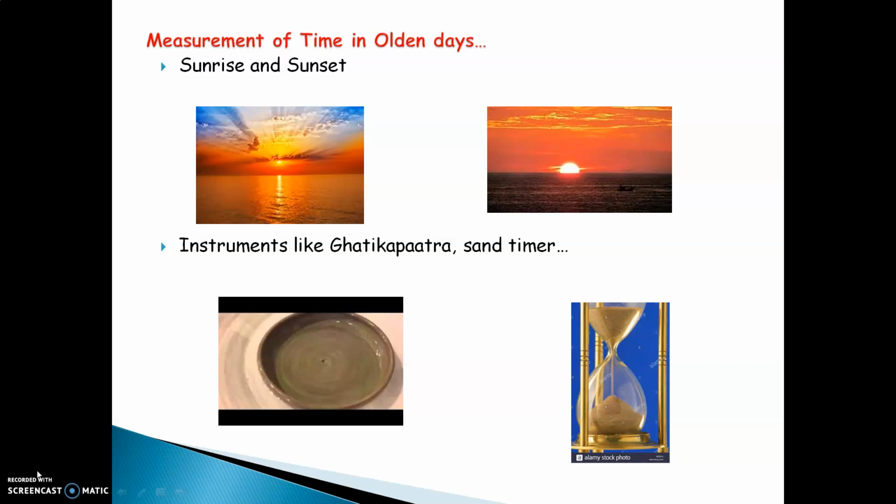Instruments they used were Datikapatra and sand timer. These instruments and natural phenomena were what people in olden days used to see the time, since watches, clocks, mobile phones, etc. were not invented. Because of development in science and technology, it is very easy for modern people to see the time by using mobile phones, watches, clocks, etc.